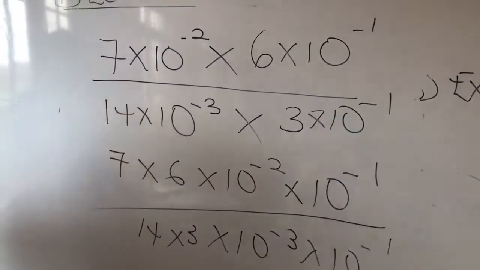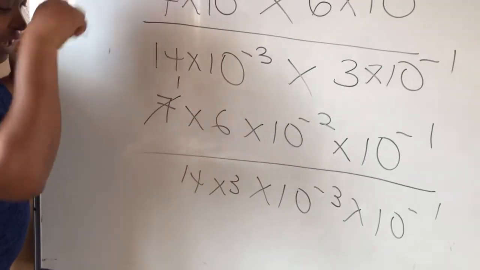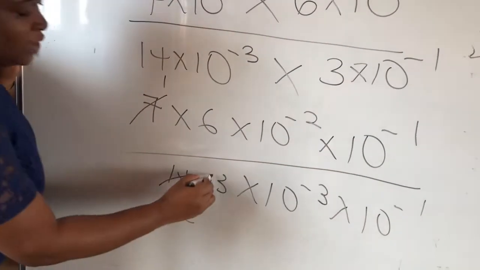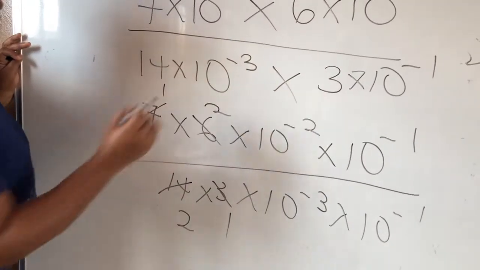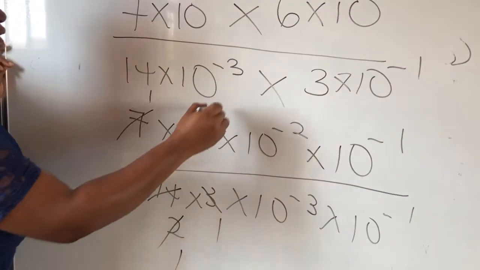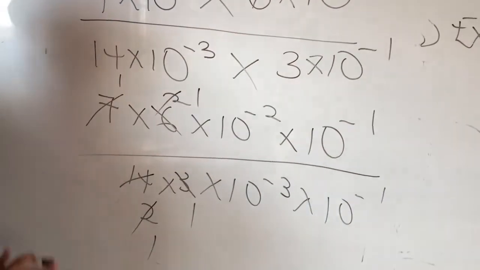What do we do? We cancel out. 7 goes into itself once. Cancel out for me to see. 7 goes here twice. 3 goes into itself once. 3, 2, 6. 2 goes into itself once. And 2 here, 1. So what do we see? That all our cancellations have been fully done.